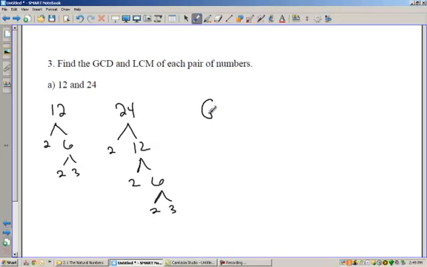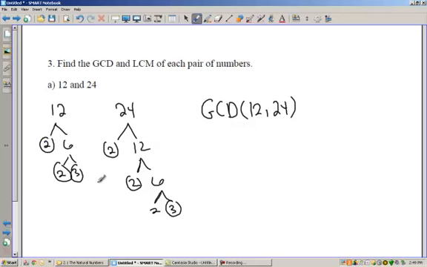And if you want to find the GCD of 2 numbers, which means you want to find the largest common divisor, the greatest common divisor, the largest number that goes into both of them, all you need to do is circle what they have in common. So do they have a 2 in common? Yeah, they have a 2 in common. Do they have another 2 in common? Yep, so you circle that. And do they have a 3 in common? Yep, they have a 3 in common.